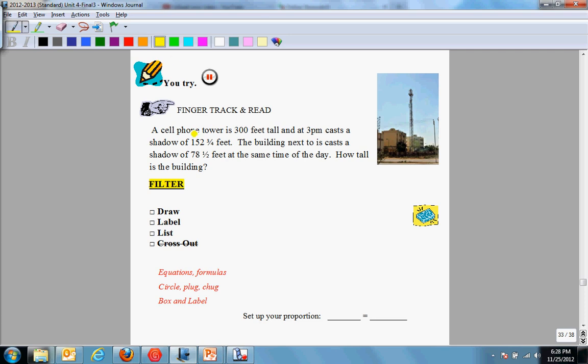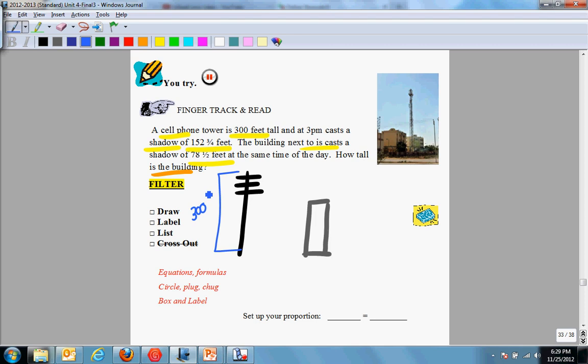It says a cell phone tower is 300 feet tall and casts a 152 and 3/4 feet shadow. A building next to it casts a shadow of 78 and a half feet at the same time. How tall is the building? That is our unknown. So here we have a cell phone tower, and next to it is a building of some sort. Our cell phone tower is 300 feet tall and casts a shadow of 152 and 3/4 feet. So our shadow here, the whole thing, is 152 and 3/4 feet.